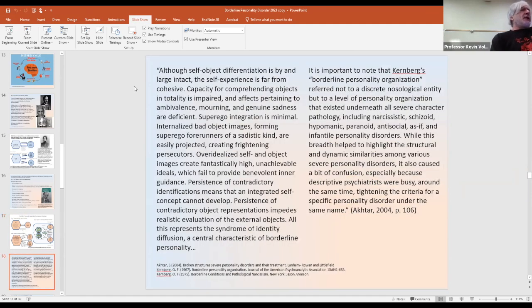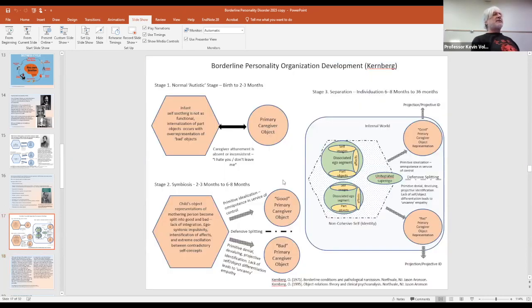And here's a quote from your book. I'll just read you part of this. Important note that Kernberg's borderline personality organization refers not to a discrete nosological entity, but to a level of personality organization that exists underneath all severe character pathology, including narcissistic, schizoid, hypomanic, paranoid, antisocial, as if, and infantile personality disorder. So basically, you can apply this model to all personality disorders.